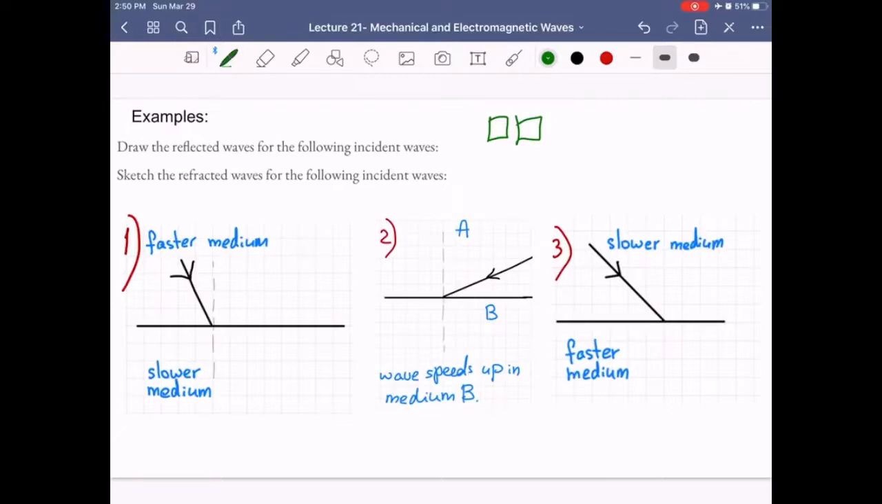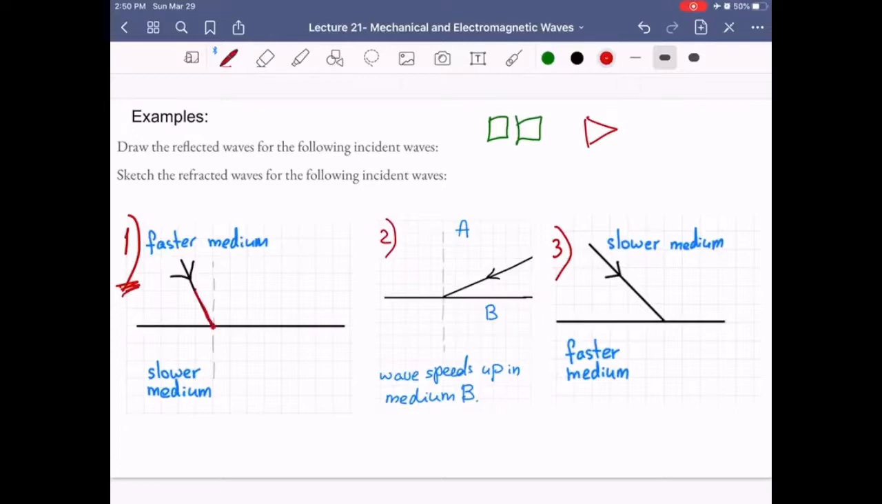Okay, I hope you did that. And now play the video and see if we got it right. So this first example, this is the incident ray. This one is the incident ray.